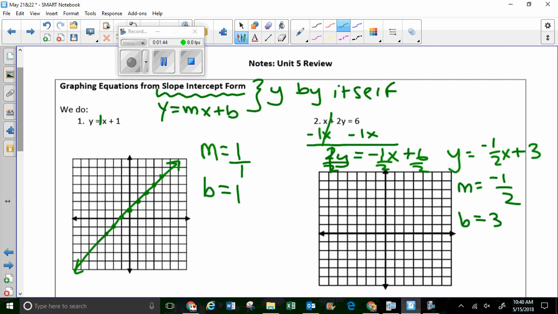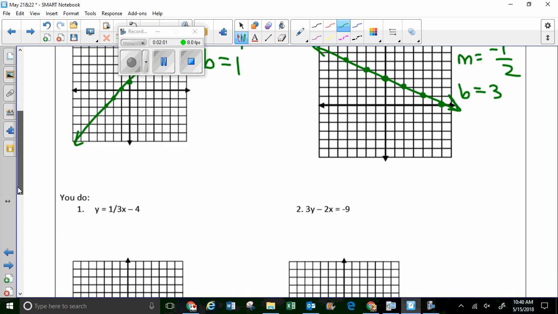So start at 3 on your y-axis, and go down 1, right 2, down 1, right 2, down 1, right 2, or up 1, left 2. It's good to make sure that that line is going down because it is a negative slope. So I want you to try the next 2 problems.